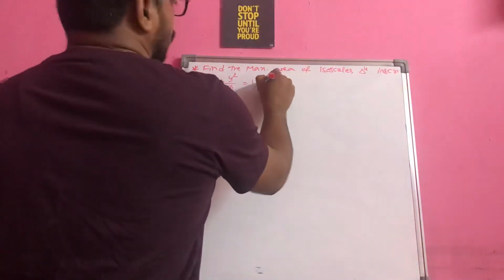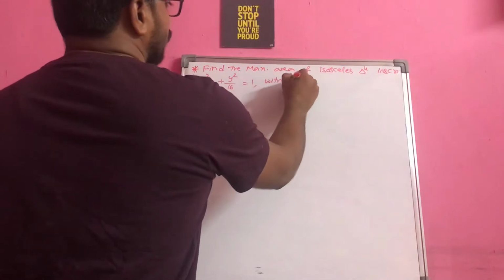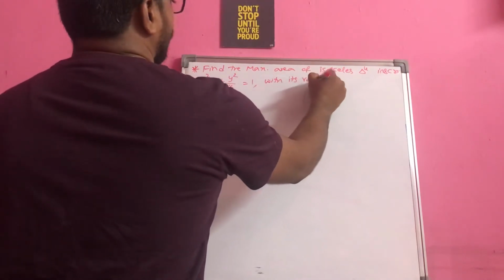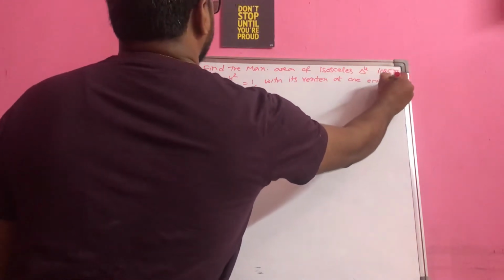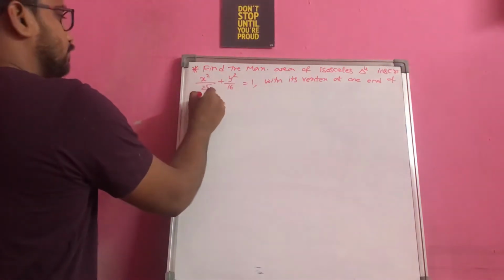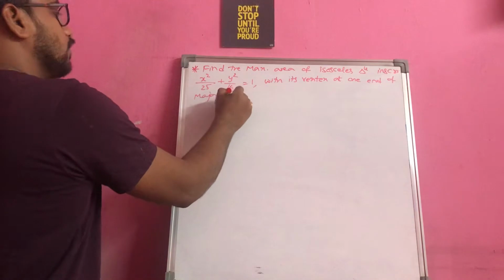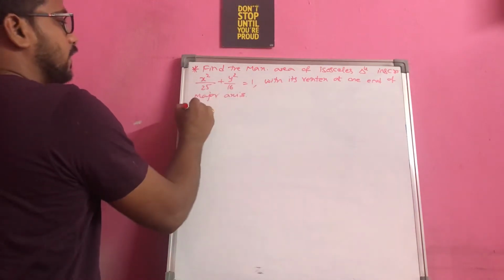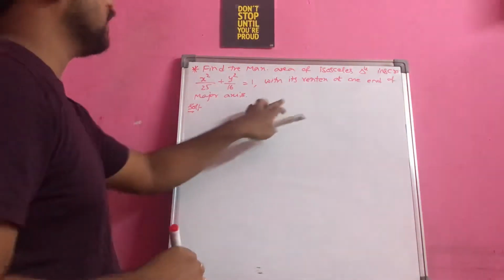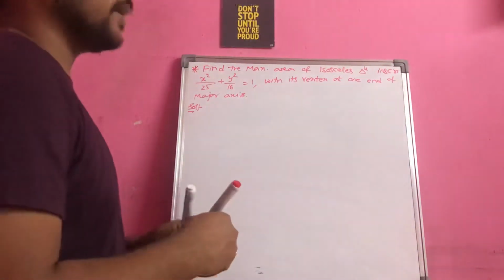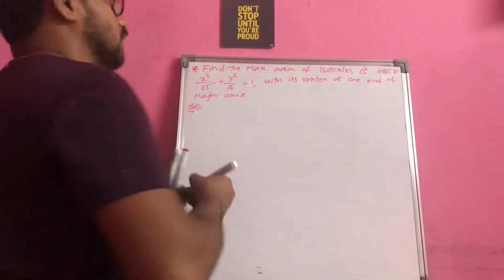with its vertex. This is the important condition that we have to focus on. With its vertex at one end of the major axis. See here, understand this part. With its vertex at one end of the major axis, they are saying.